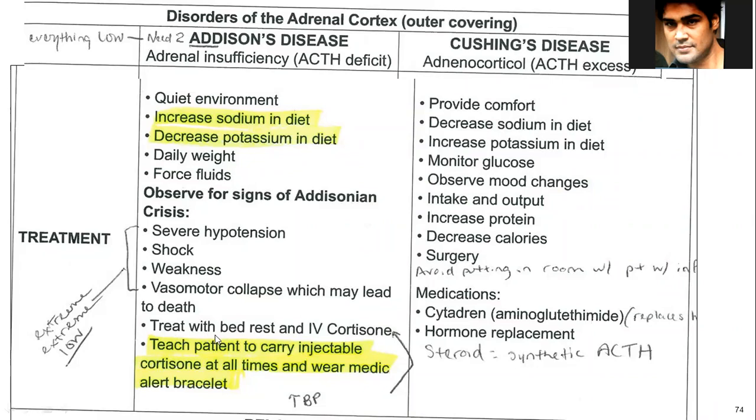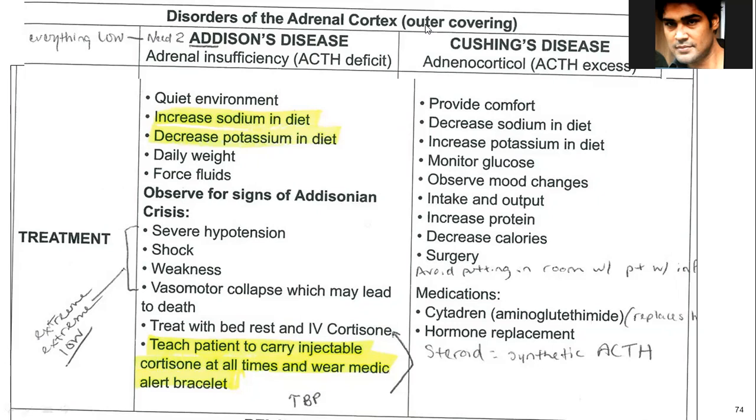So also treat with bed rest and IV cortisone. Teach the patient to carry injectable cortisone at all times and wear a medical alert bracelet. For the Cushing disease, provide comfort, decrease the sodium in the diet, increase potassium in the diet, opposite. Monitor the glucose, observe mood, maintain input-output, decrease calories, right?